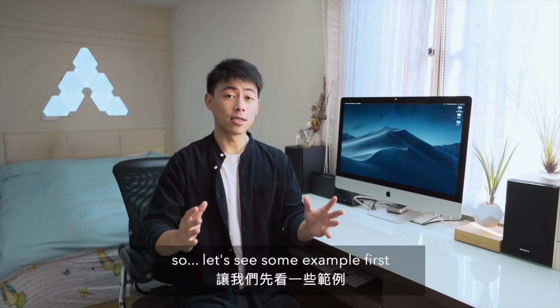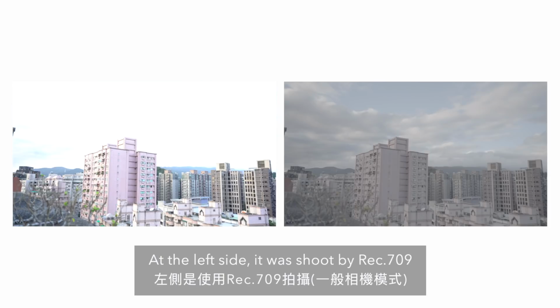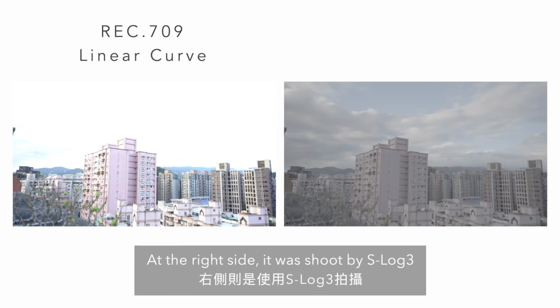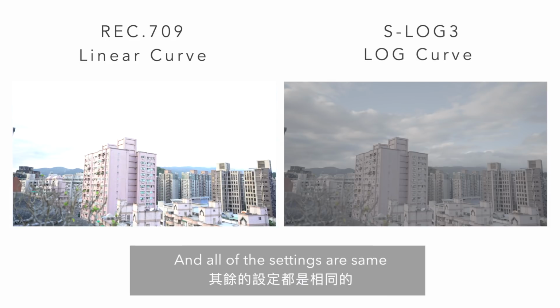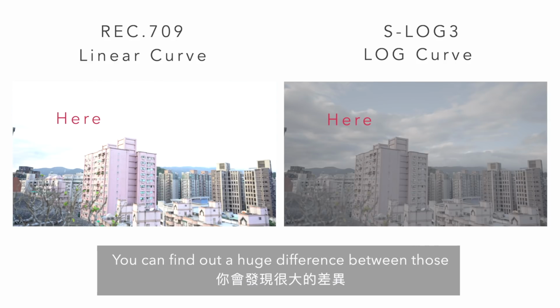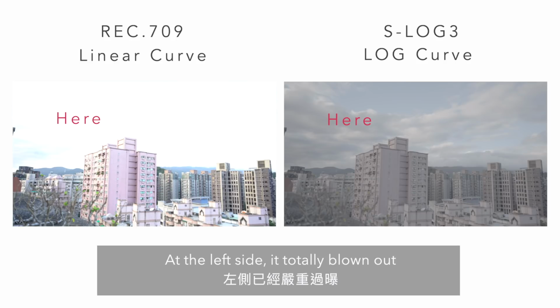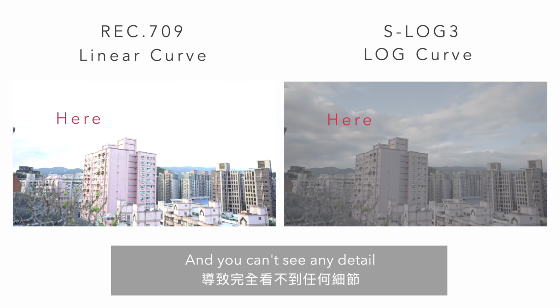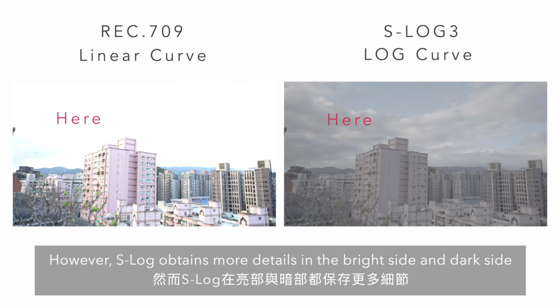So let's see some example first. At the left side, it was shot in Rec 709, which is a linear curve. And the right side was shot in SLOG 3, which is a log curve. And all of the settings are the same. When you look at the bright side and the dark side, you can find a huge difference between those. At the left side, it's totally blown out and you can't see any detail. However, SLOG obtains more details in the bright side and dark side.